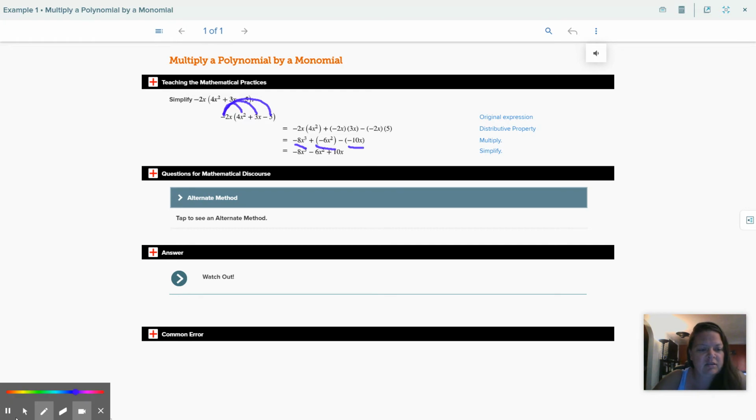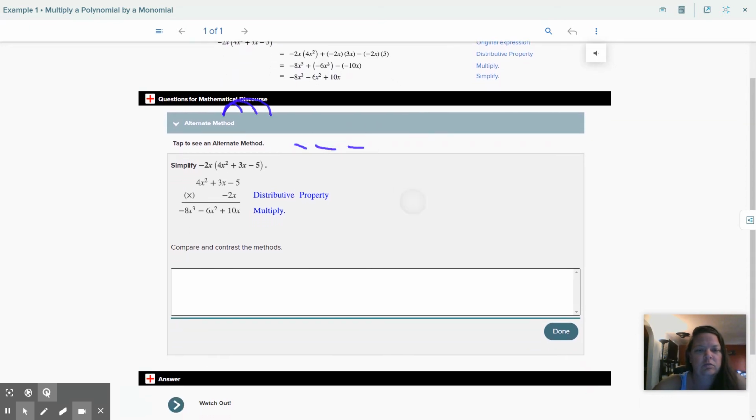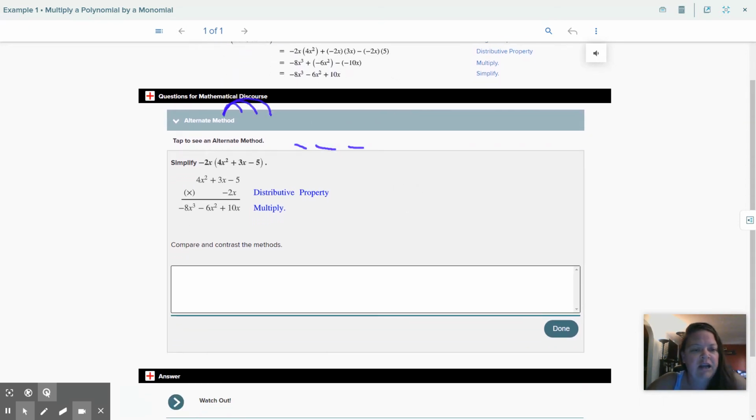Alternative methods. To simplify negative 2x times the quantity 4x squared plus 3x minus 5, you can use a long multiplication, set them up like multiplying long numbers like when you were younger. You don't have to use this method if you prefer the distributive method that you saw above, but this is another option for you.